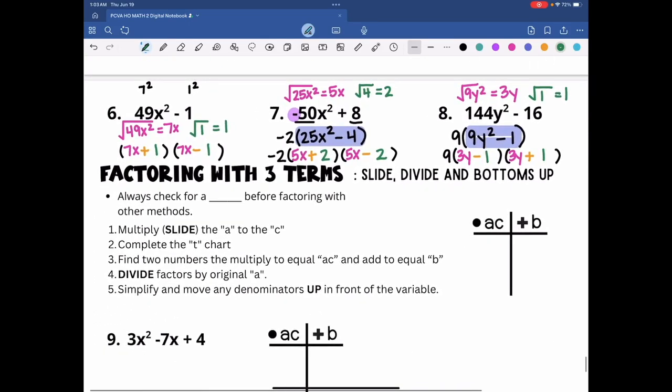So next thing is how to factor with three terms. Three terms is that quadratic format that we've been looking at, ax squared plus bx plus c. Now, I'm going to show you the slide, divide, and bottoms up method.